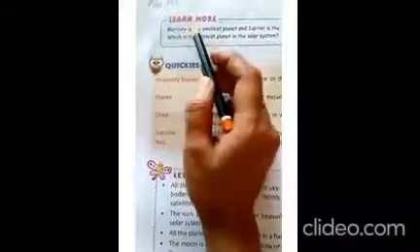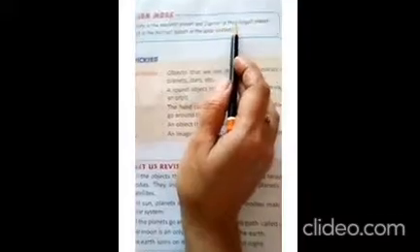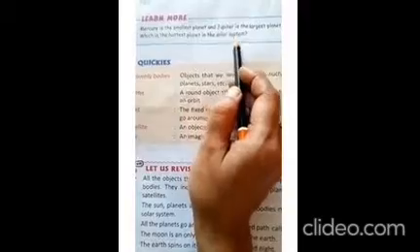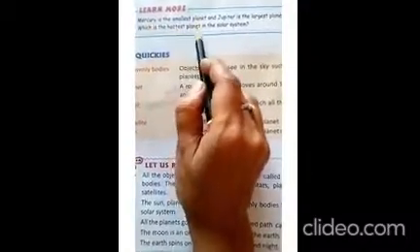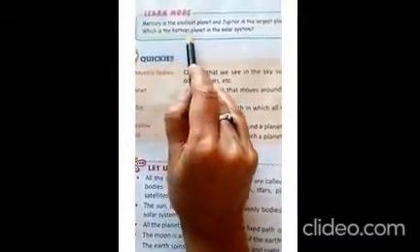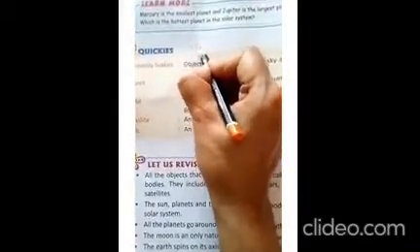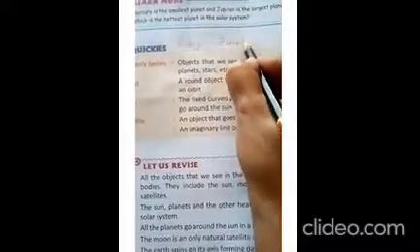Now come to page number 194. You have to learn more. Mercury is the smallest planet and Jupiter is the largest planet. Which is the hottest planet in the solar system? The planet which is closest to the sun will be the hottest planet. So it is Mercury. It is the hottest planet of the solar system. Now you have to learn all these quickies. I am writing learn. You have to learn for the final exams.